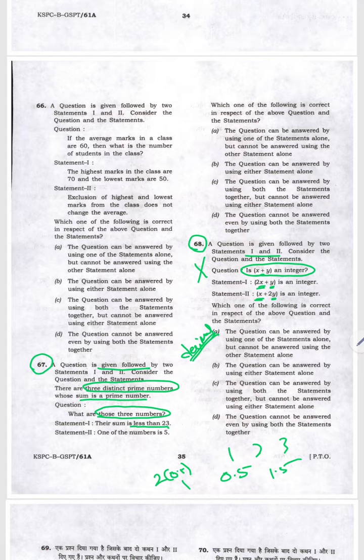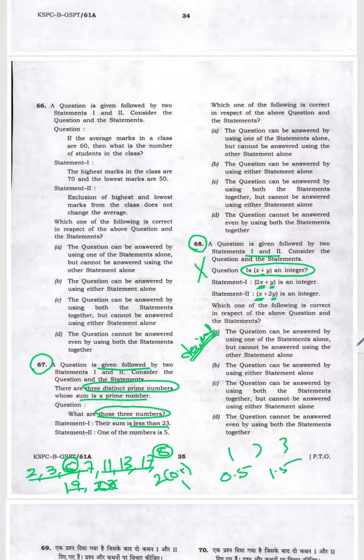When their sum is less than 23, obviously the numbers will be less than 23 only. Hardly how many prime numbers are there? 2, 3, 5, 7, 11, 13, 19, 17 also can be, and 23. Isn't it? 23 you can eliminate because the sum is less than 23. So hardly you have these 4 and this 4. 8 numbers you have. Got it? In these 8 numbers only your answer will be there. One of the numbers is 5. It was already given that one of the numbers is 5.